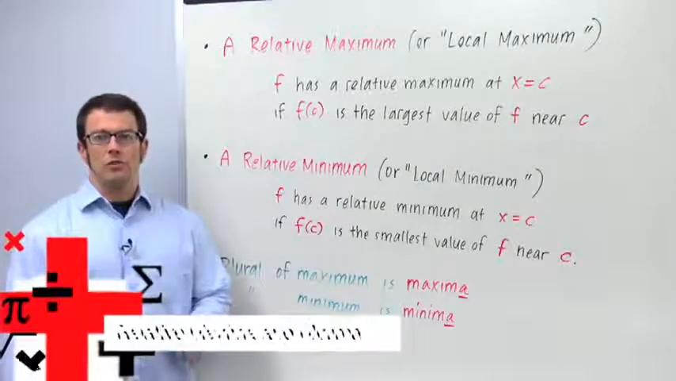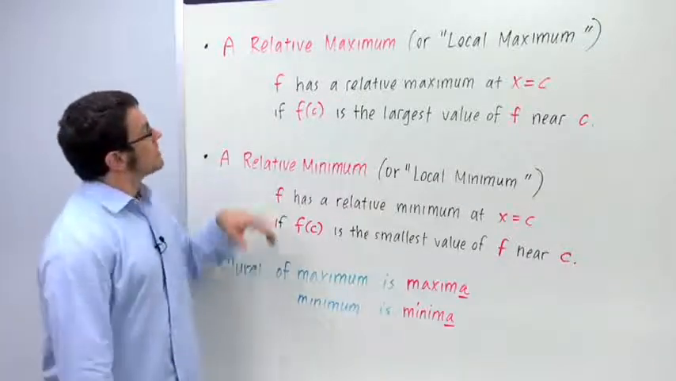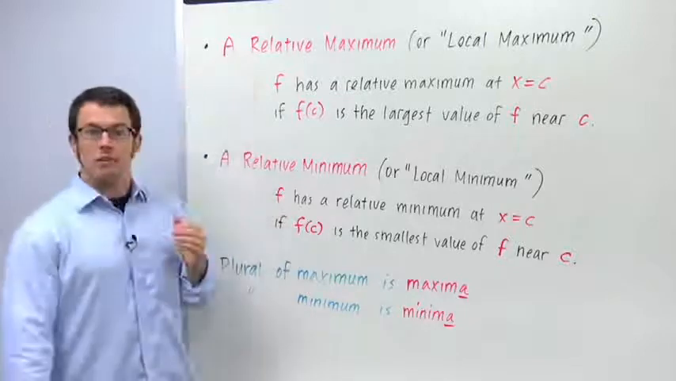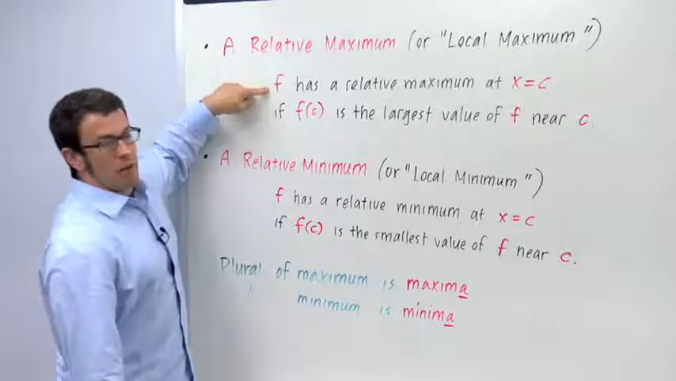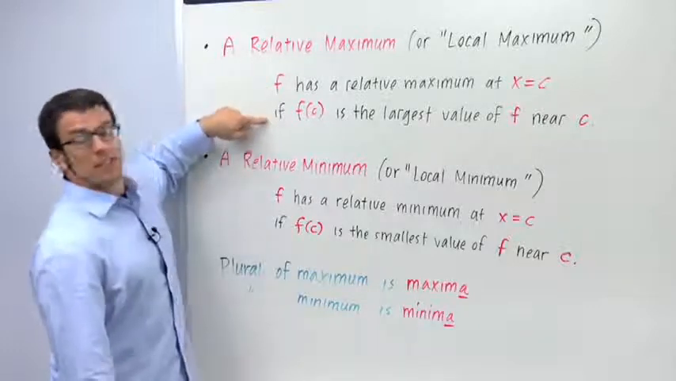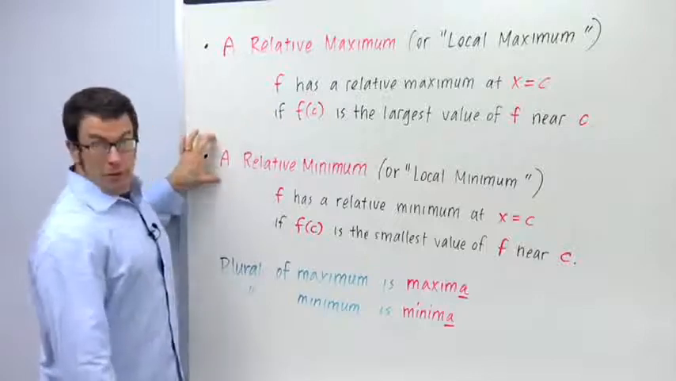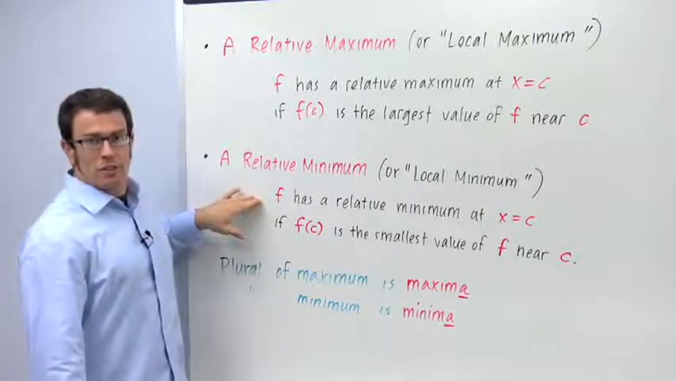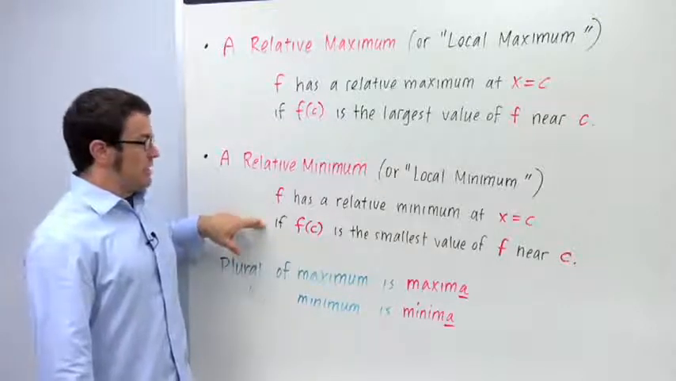I want to talk about two new concepts, relative maximum and relative minimum. Here are the definitions. A relative maximum, sometimes called a local maximum: f has a relative maximum at x equals c if f of c is the largest value of f near c. And relative minimum: f has a relative minimum at x equals c if f of c is the smallest value of f near c.